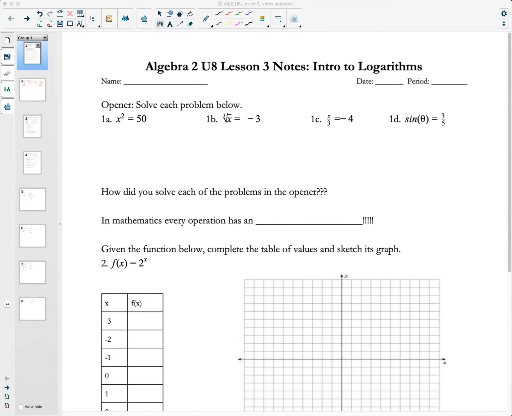And we're going to start with 4 problems here in our opener, just to get you thinking about some specific things. So, what I would love for you to do right now is work problems 1A, 1B, 1C, and 1D there. Get your answers. So, pause the video, give those 4 problems a shot, and then we'll talk about why we're having you do those.